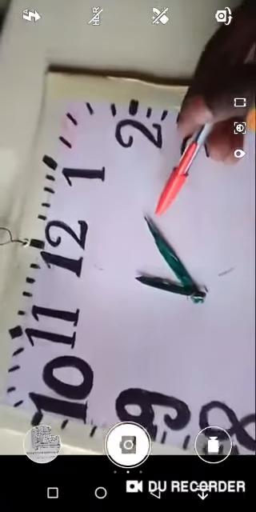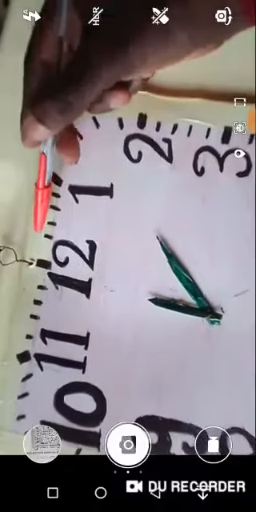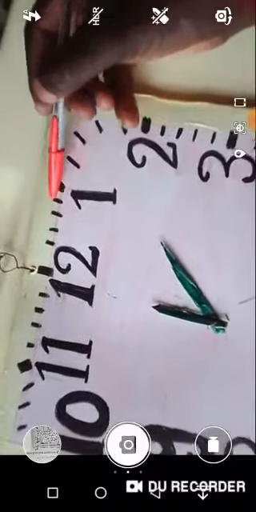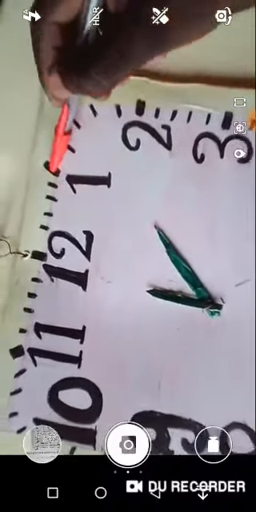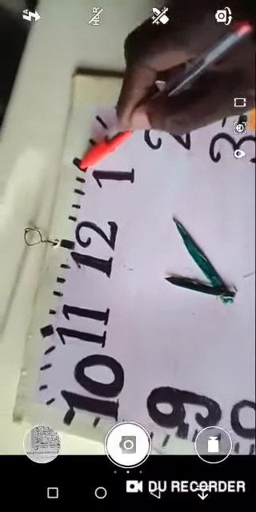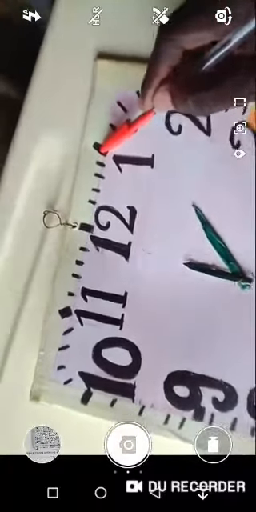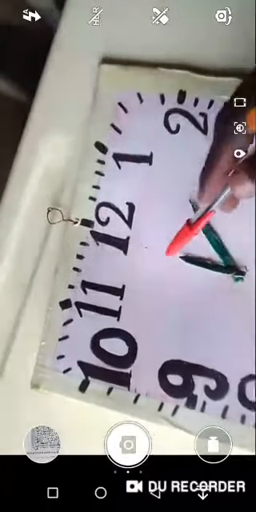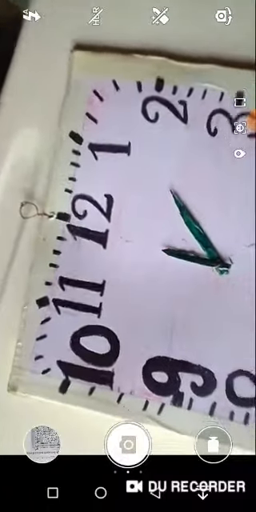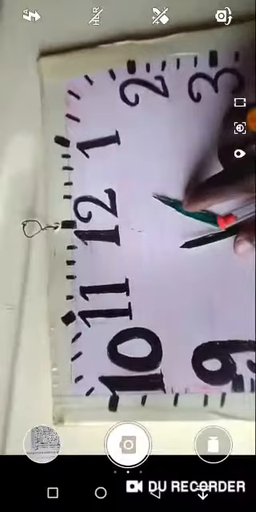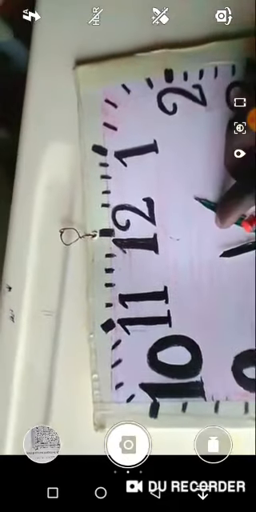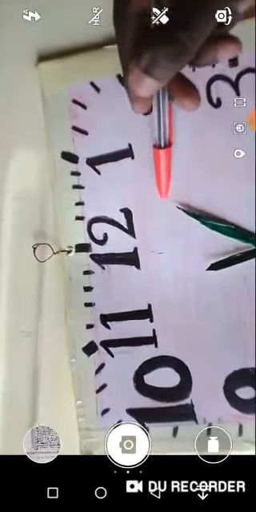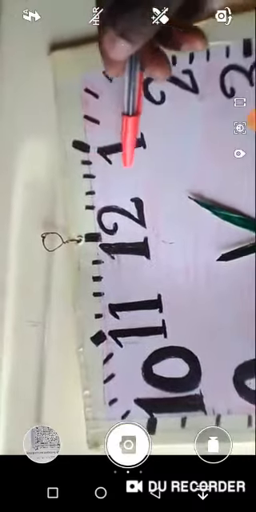5 minutes, it means this one will be here, because this is 1, 2, 3, 4, 5. If this one points at this short line, it will be 5 minutes past the hour that has been pointed by this one. Let's try. This is for the hour, this for the minutes. Yes, it is pointing at this now.